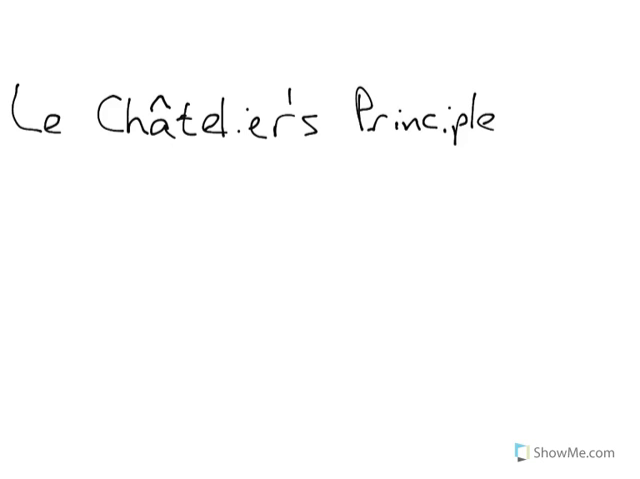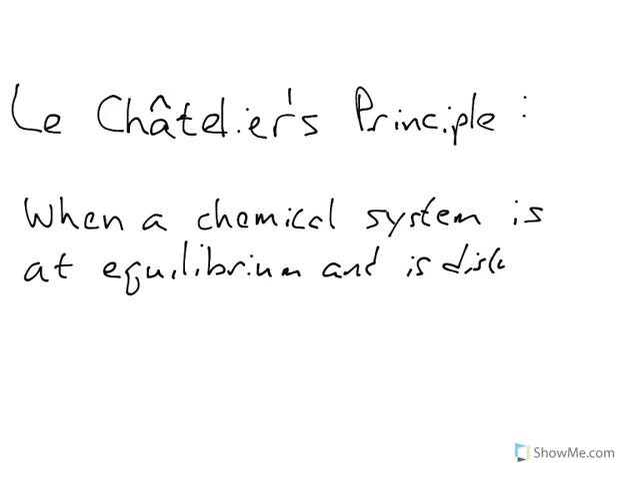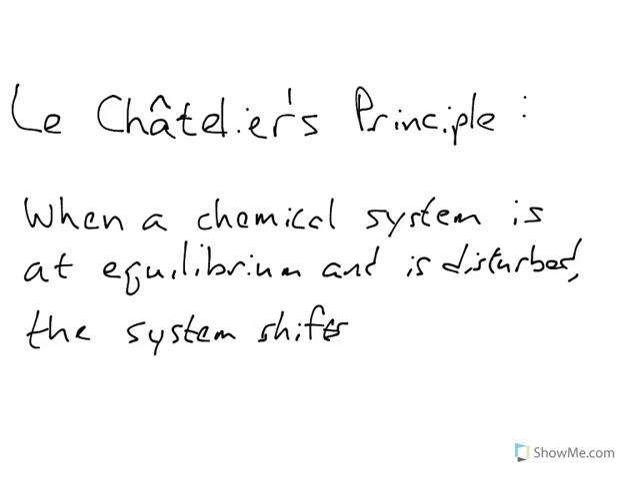This is a very interesting phenomenon that happens in chemical equilibria, and you'll see it in a lot of different places. So we're going to introduce that here with a definition. Le Châtelier's principle states: when a chemical system is at equilibrium and is disturbed, the system shifts in a direction that minimizes that disturbance.